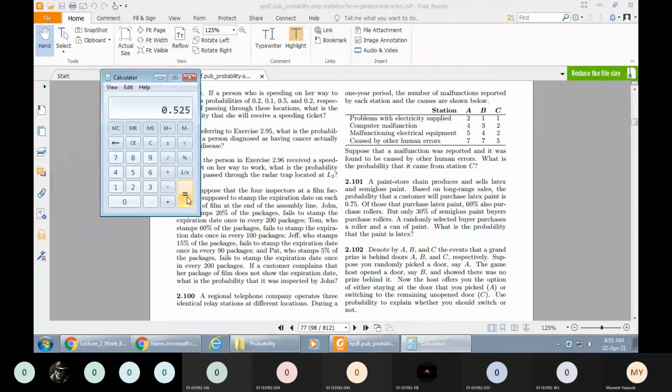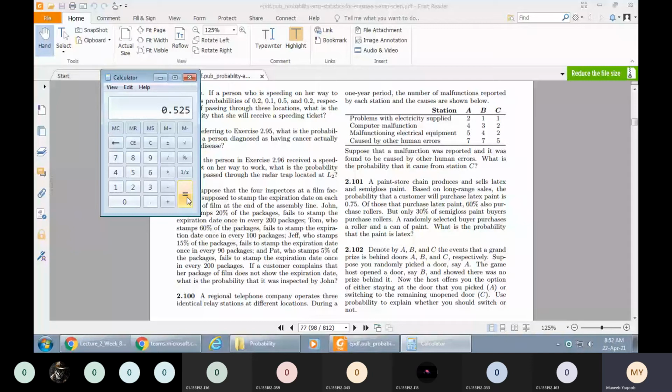Okay, now the second part of this question is saying that the first part was saying that the customer was having both roller and can, and now they are saying what is the probability that the paint is latex. So this is a conditional probability question: if it is given that the customer is buying roller, then what is the probability that he or she will buy the latex paint. So in the denominator, we require the total probability of roller, and in the numerator, we require only that subset of the roller probability that is using the latex version.